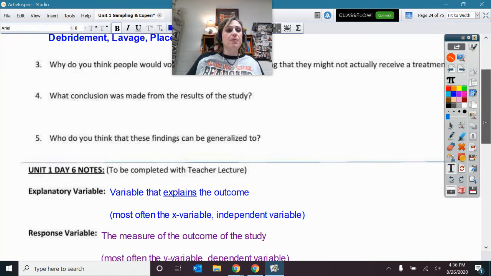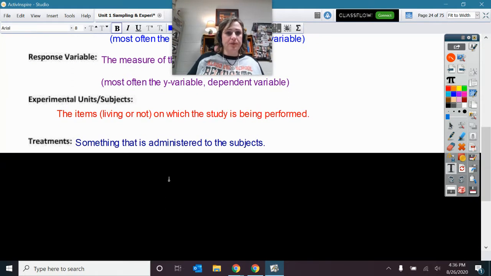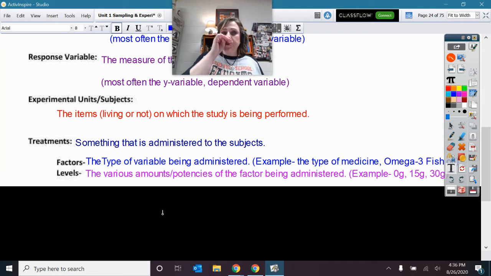Okay, so if we come on down here, let's talk about two other components to treatments. A factor means the variable or the type of thing that's being administered. Okay. In this case, there was one factor, surgery. Okay. And in our case, there were three levels: the debridement, lavage, and the placebo.